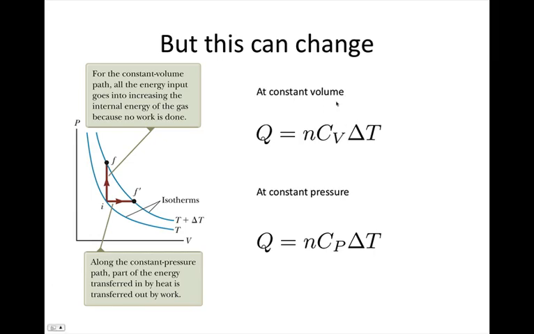So at constant volume, we write the heat added is equal to nC_V delta T. So this is the molar specific heat at constant volume. And at constant pressure, we write Q is equal to nC_P delta T. The constant volume case is when we're going from I to F. In that case, the volume here is not changing. The constant pressure case is when we're going from I to F dash. In that case, the pressure here is not changing.